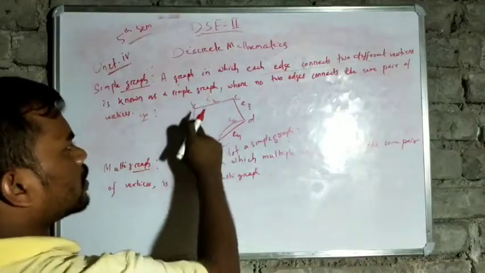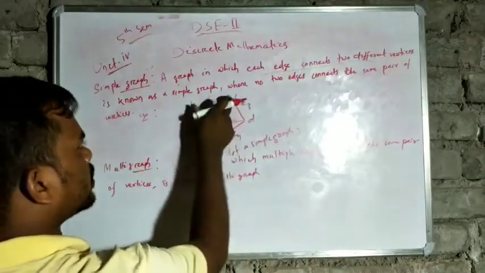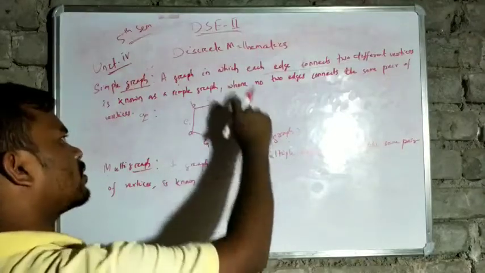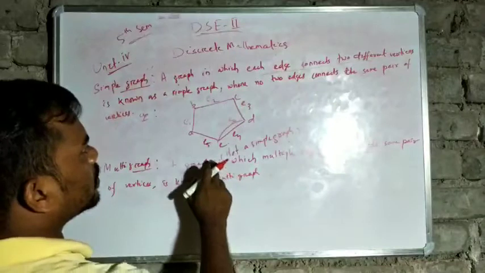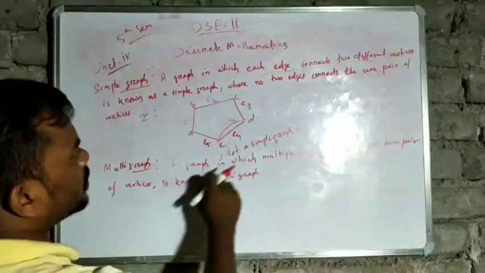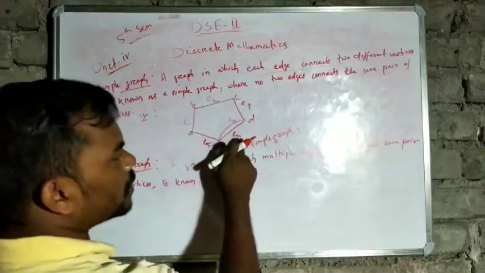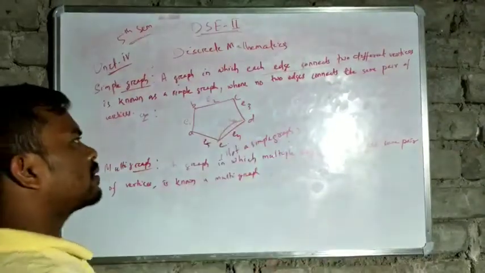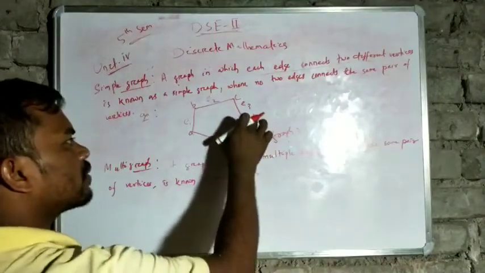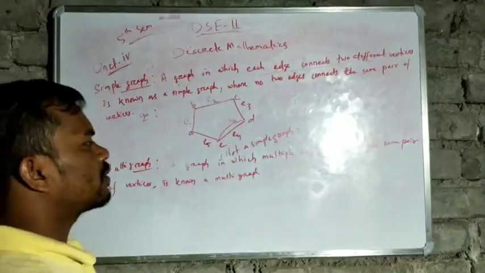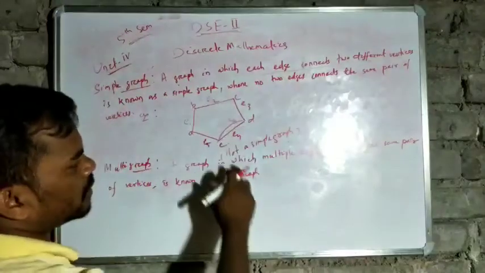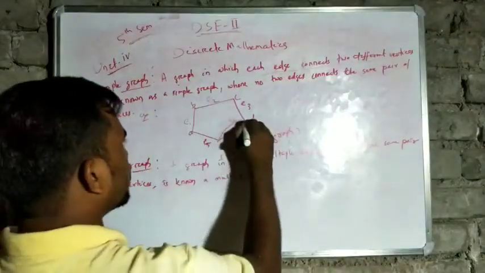Here E1 connects a different pair of vertices, E2 connects a different pair of vertices, E3 connects a different pair of vertices, and also E5 connects different vertices. But if we see the E4 and E6 edges, these two edges connect the same pair of vertices. That means multiple edges have the same pair of vertices. That means this is an example of a multigraph.